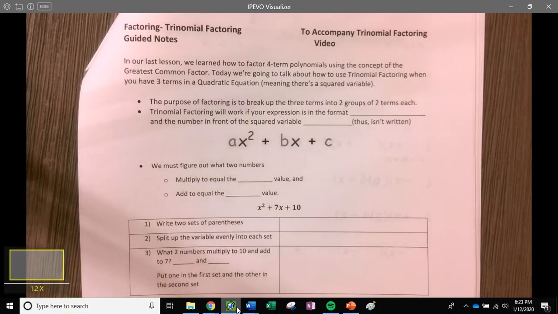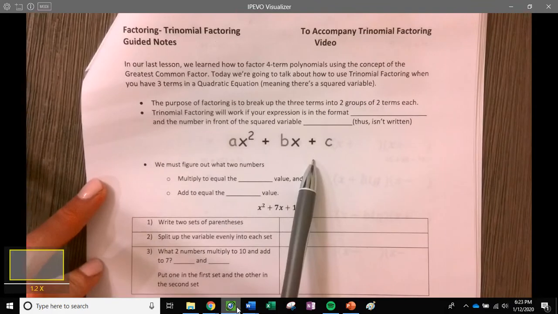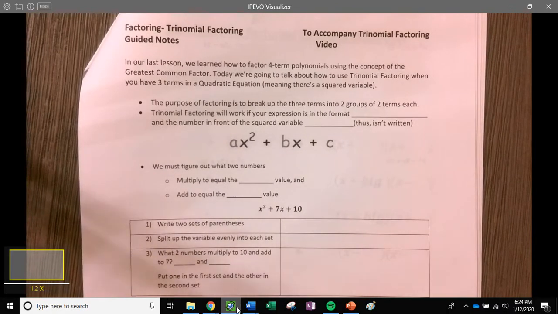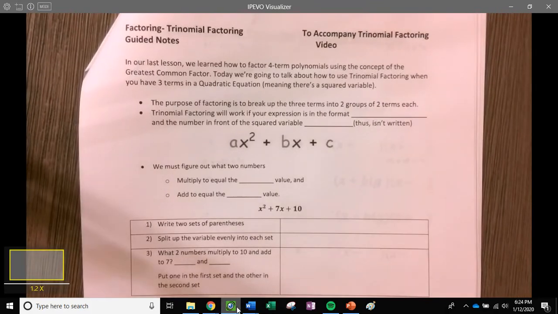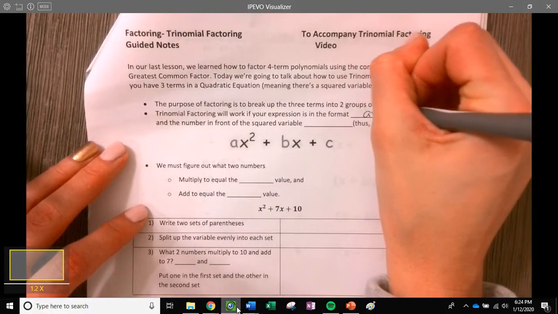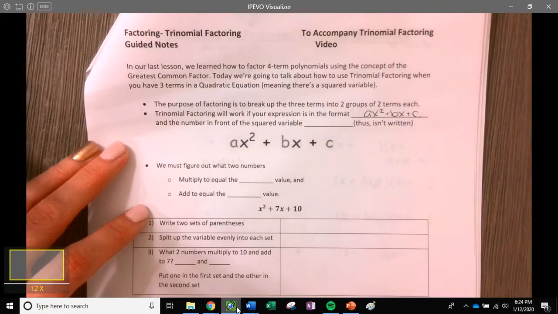So the purpose, as we have discussed, of factoring is to break up the three terms into two groups of two terms. And those are factors that you can then multiply back together to get the original trinomial that you were given. So trinomial factoring will work if your expression is in the standard format, or I'll write it again here, ax squared plus bx plus c, standard form.